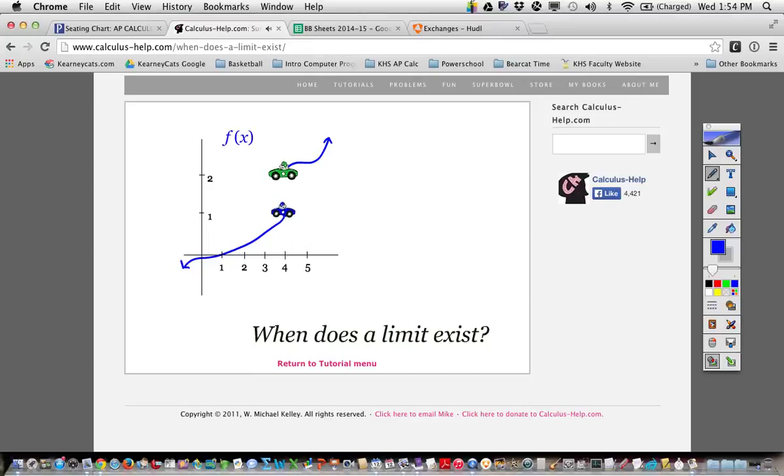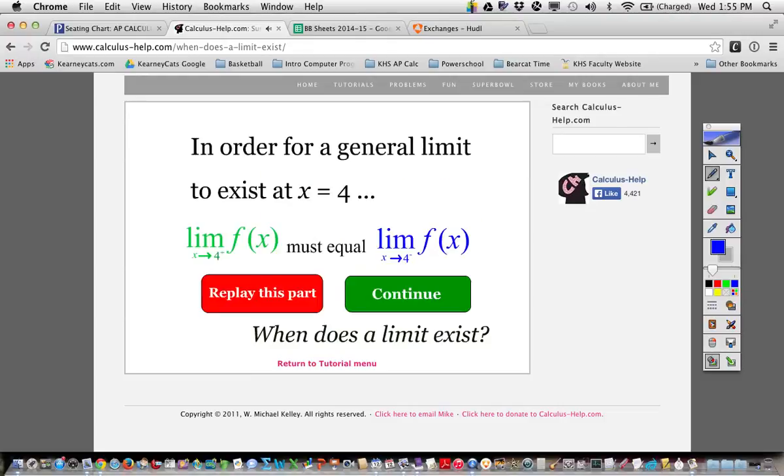We call the height at which we arrive from the right the right-hand limit of f of x as x approaches 4 from the right. And we denote this with a little plus sign in our limit symbol. Our height that we arrive at from the left is called the left-hand limit of f of x as x approaches 4, and it is denoted with a little negative symbol. Mathematically, in order for a limit to exist, both the right and the left-hand limits must be equal.